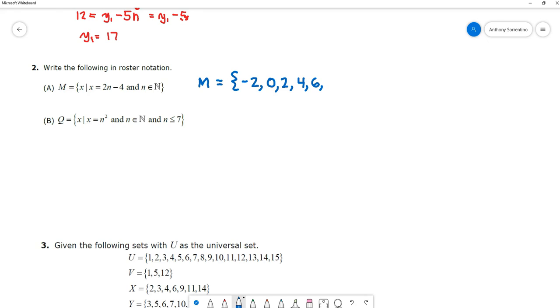Like up here, n is just the natural number. Down here, as we're going to see momentarily, n has a limitation. It has to be less than or equal to 7. So I am going to use the symbols that indicate that this would go on forever, and that would be this one in roster notation.